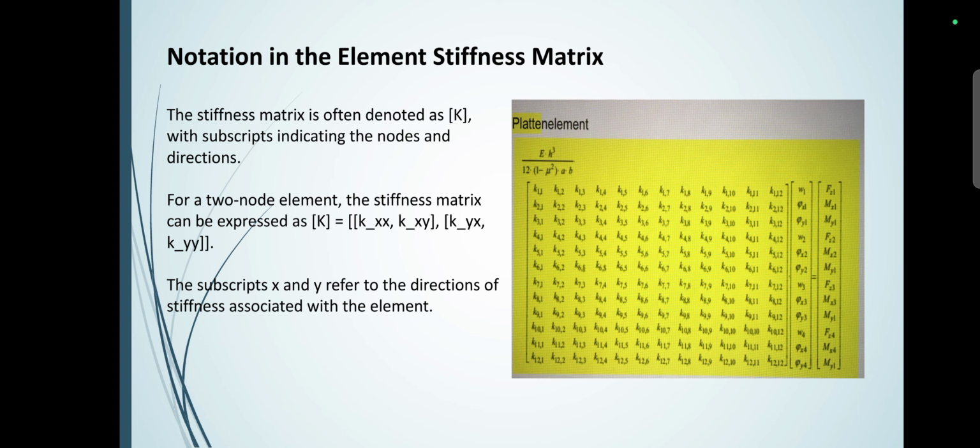Parallel elements. E into h power 3 by 12 into L, minus mu square, into A into B.